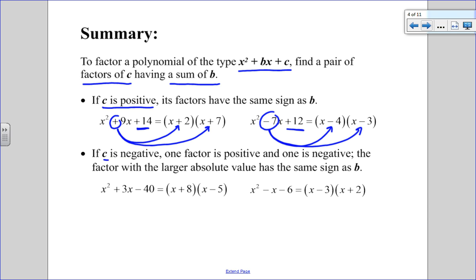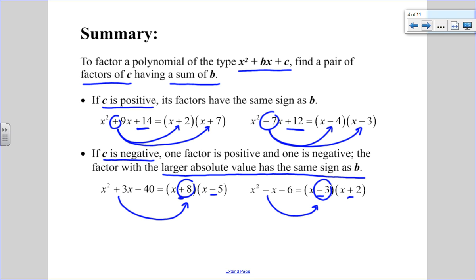However, if c is negative, then one factor is positive and one factor is negative in both cases. The factor with the larger absolute value has the same sign as b. So, the larger absolute value is 8, that gets the positive sign. Over here, in the second example, the larger absolute value is negative 3, that's why it has a negative sign.